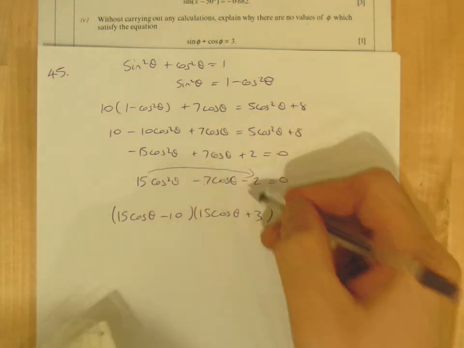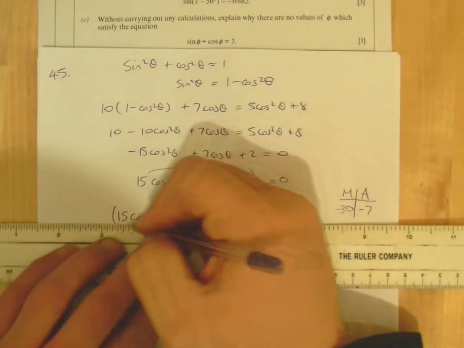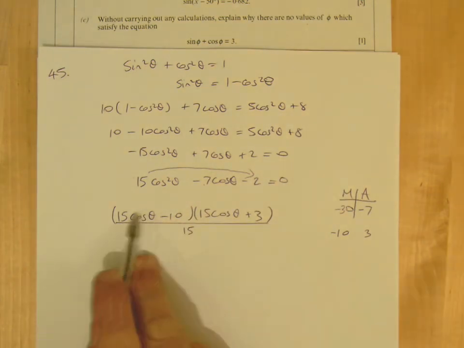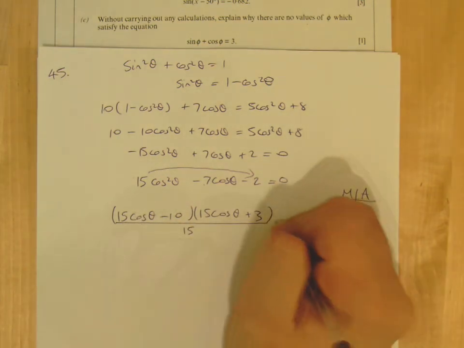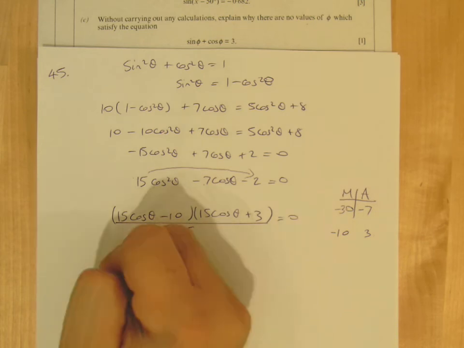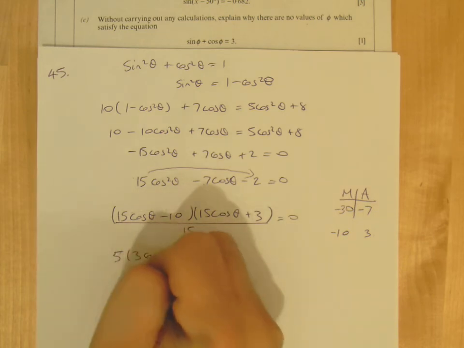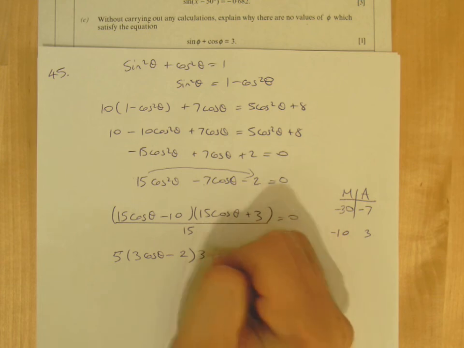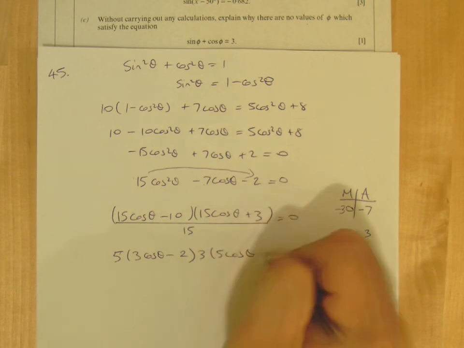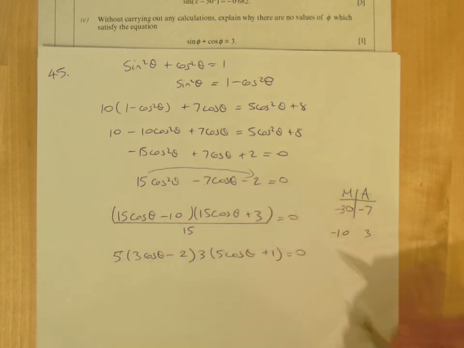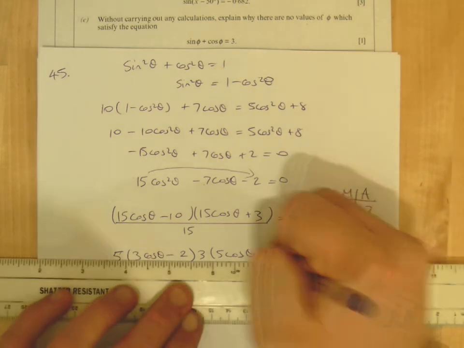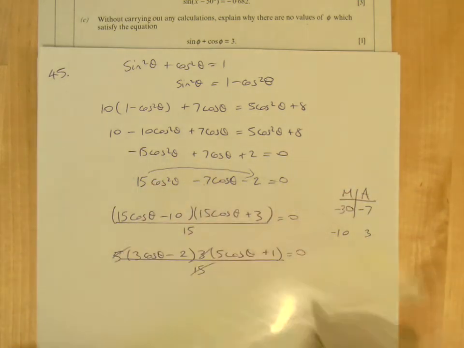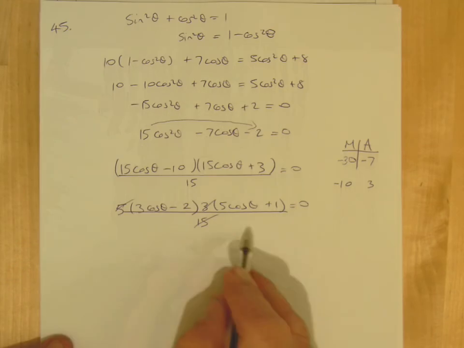Now because we multiplied by 15 here, we have to pay back, so we have to divide by 15. Then look for factors. In this first bracket there's a factor of 5, so take that out. In this bracket there's a factor of 3, so take that out. And all over 15. You realise then that the 5 and 3 cancel, 5 times 3 is 15. So you end up having this and this equals 0.